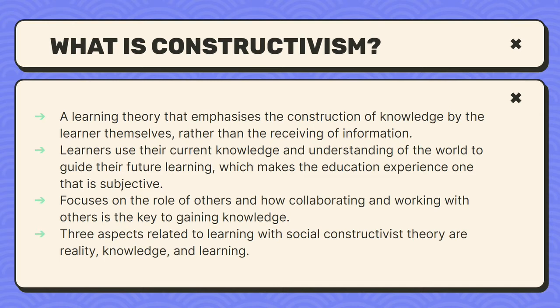3 aspects related to learning with social constructivist theory are reality, knowledge, and learning. Reality is the idea that current knowledge is formed and shared with others, but ultimately made by the individual. Knowledge is what is created as a result of collaboration and interactions with others within their environment. And finally, learning is what is believed to have taken place within these social settings and contexts.